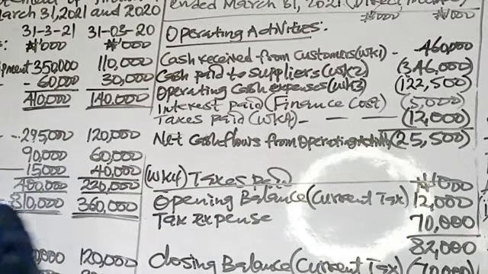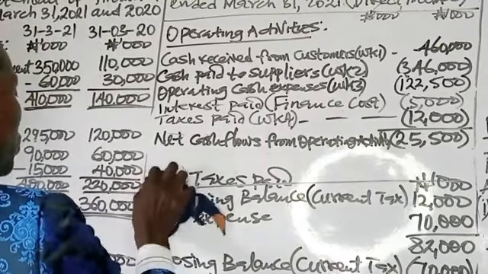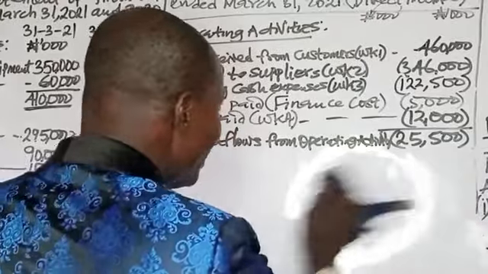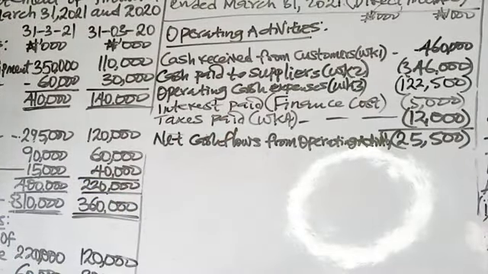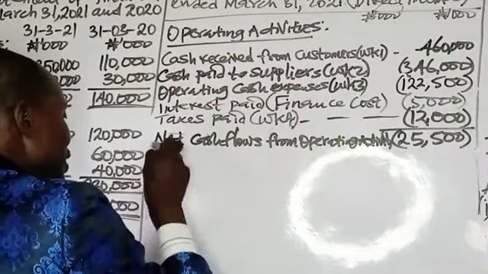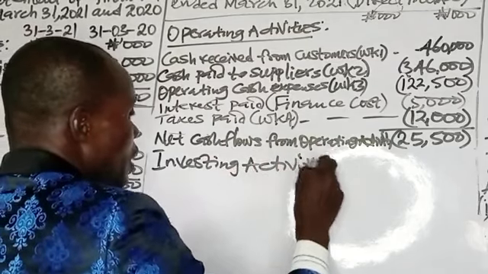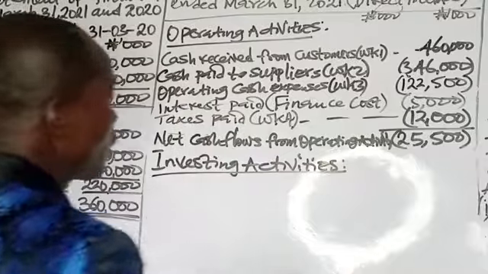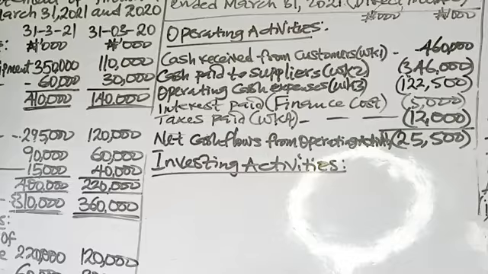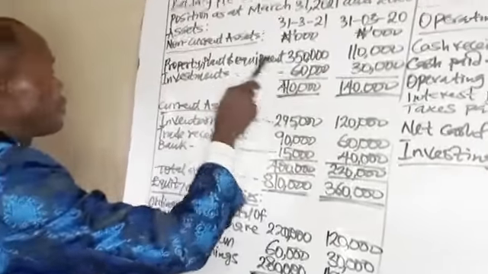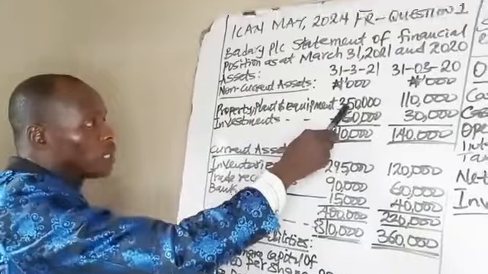After operating activity, the next heading is investing activities. Remember, I've told you that investing activities are those activities that result in changes in non-current assets and investment. So let's have investing activities. Whenever you get to this section of the statement of cash flows, you check the movement in non-current assets. Our non-current assets include property, plant, and equipment. The opening balance is 110, closing balance 350. So let's have working number 5.